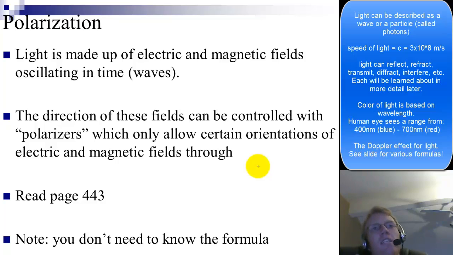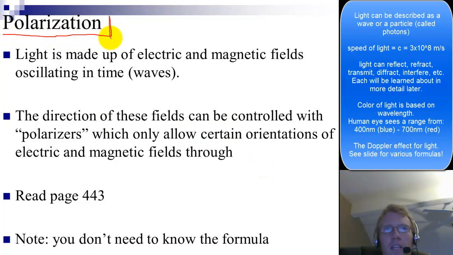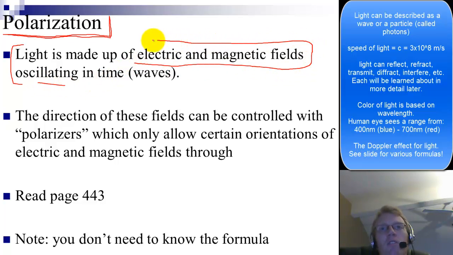All right, continuing on ahead with thinking of light as a wave, there's a thing called polarization. So you've probably heard of Polaroid glasses or polarized sunglasses that can protect your eyes from the sun. It turns out that light waves are actually oscillating electric and magnetic fields. So I'm glossing over polarization now because when we learn about electric and magnetic fields, I'll spend a lot more time talking about polarization. But for now, just know that light is made up of electric and magnetic fields, and these fields have certain orientations. And so by passing this light through a polarizer, you can control the orientation of those electric and magnetic fields.